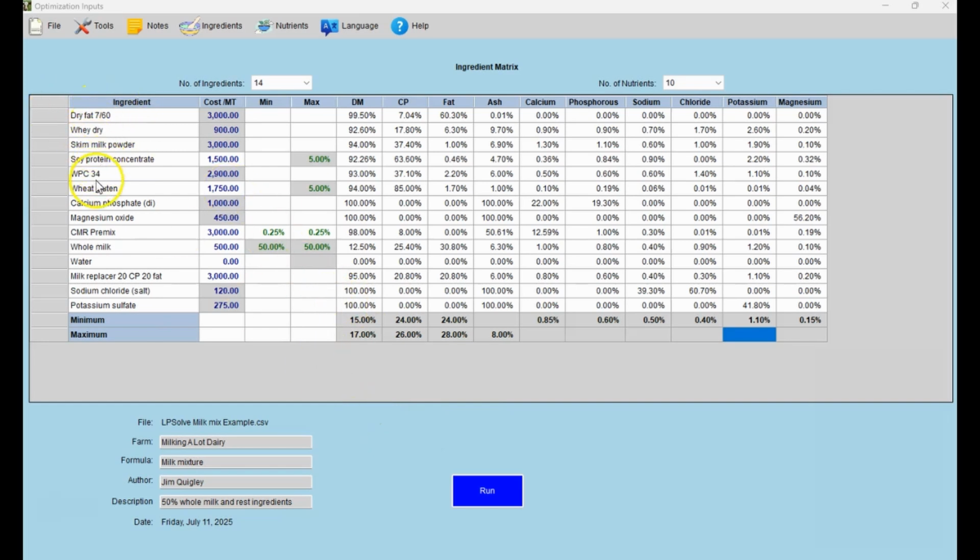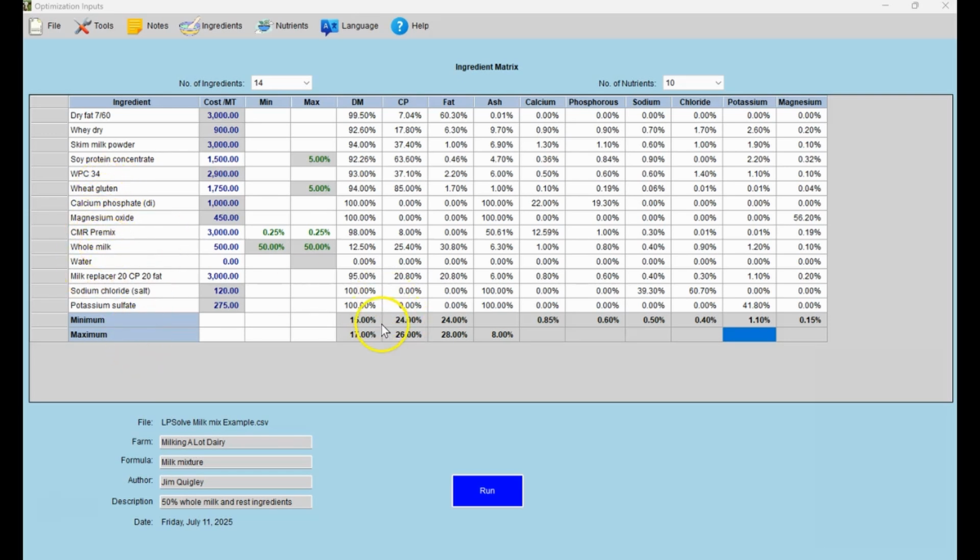Ingredients are listed in the rows and nutrients are shown in the columns. In this example, we're using whole milk and water as the base ingredients, along with a 20/20 milk replacer as one possible option. We've also included several ingredients commonly used in calf milk replacers, such as dry fat, whey, skim milk powder, soy protein concentrate, WPC34, wheat gluten, and a small set of mineral and vitamin premixes.